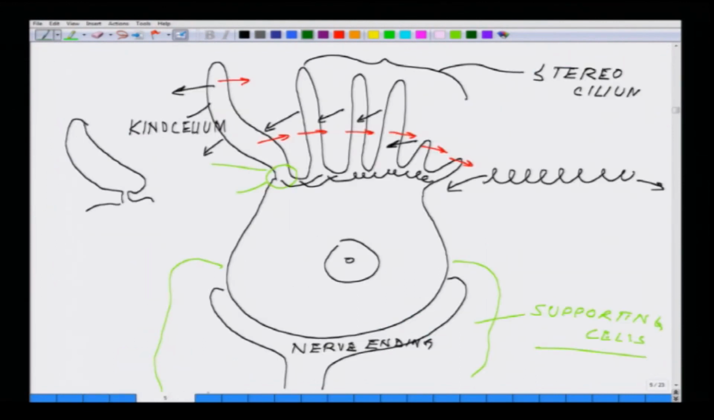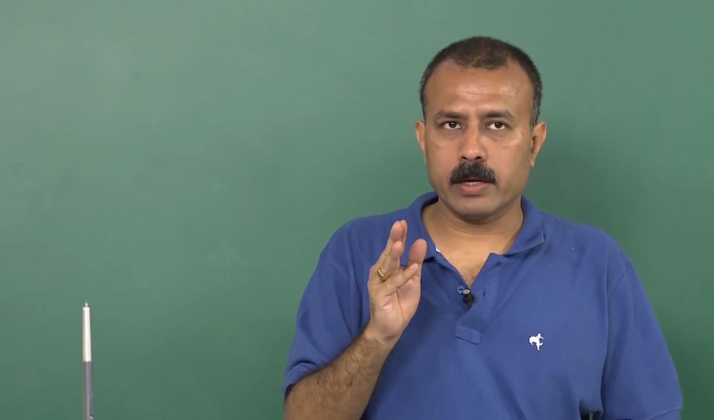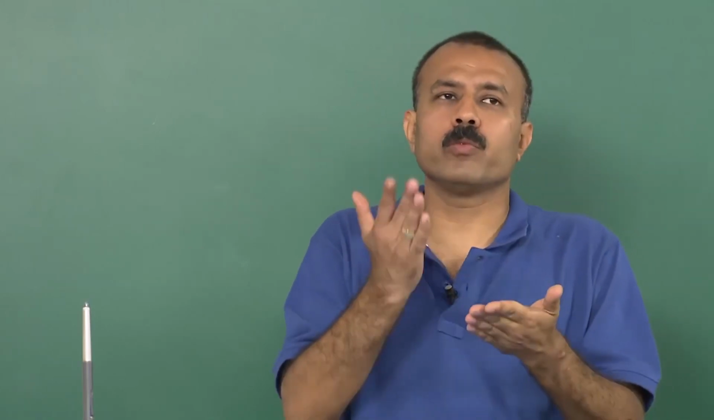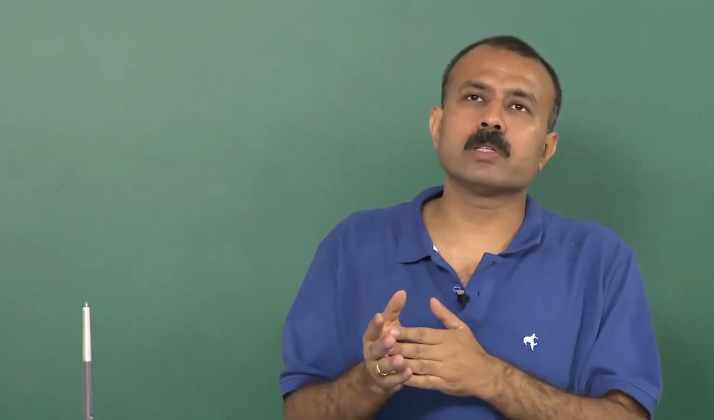So, these hair cells are very similar to the cones in the retina, which could sense different wavelengths of light. It could be a blue cone, a green cone, or a red cone. The hair cells could sense different hertz. It could sense 16,000 hertz, 6,000 hertz, or 1000 hertz.